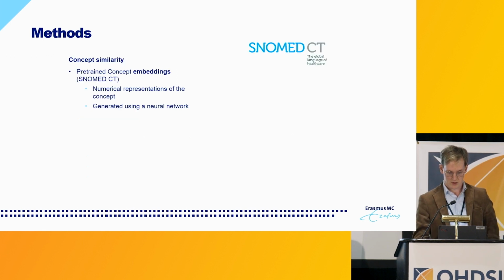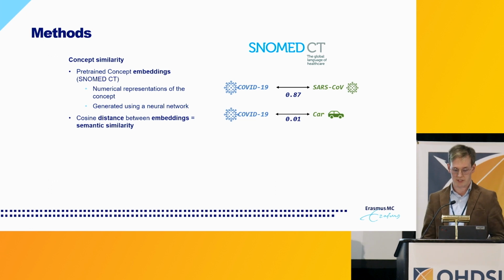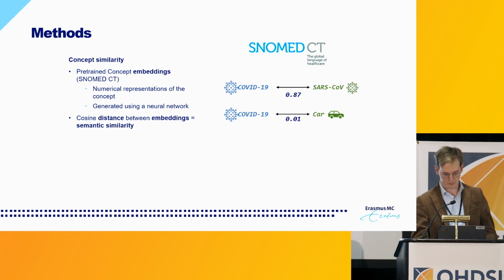Now, to calculate the similarity between concepts, we decided to look at pre-trained concept embeddings, SNOMED embeddings to be exact. These embeddings are created using a neural network and are a numerical representation of a specific concept, and therefore hold certain semantic information of this concept. Then, to calculate the semantic similarity between concepts, we could use the cosine distance between the embeddings. So, for example, COVID-19 and SARS-CoV have a distance of 0.87, and COVID-19 and CAR only 0.01.